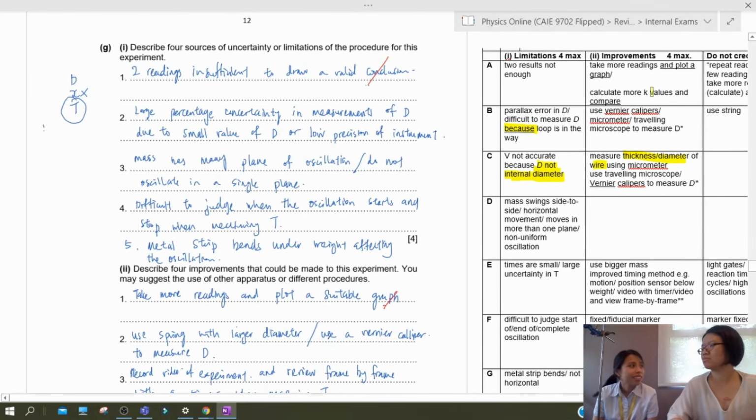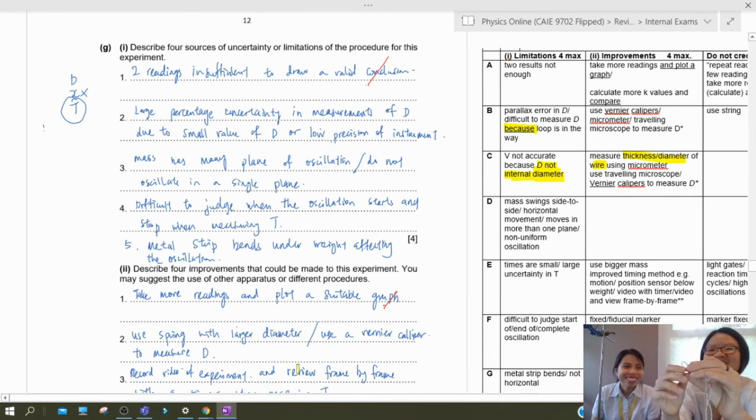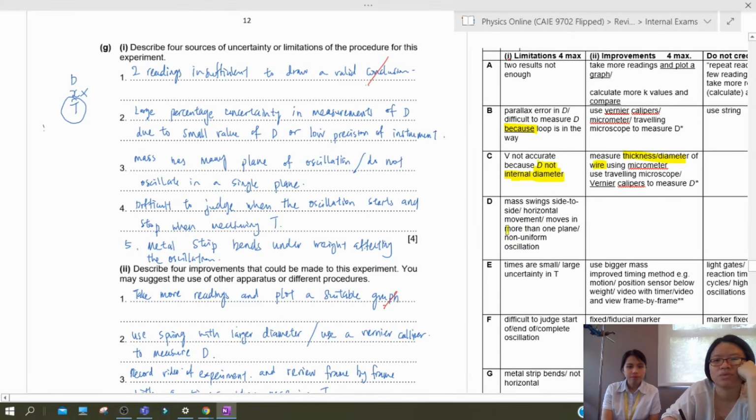I lost my wire already. The spring flew away already. So you minus the thickness of this. Minus this one. Okay. So you notice that the swing is side to side, horizontal movement, more than one plane, there is no improvement. Oh, so I have to say it.